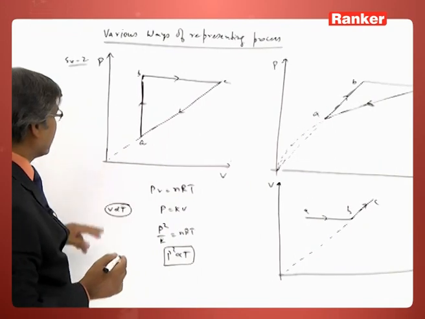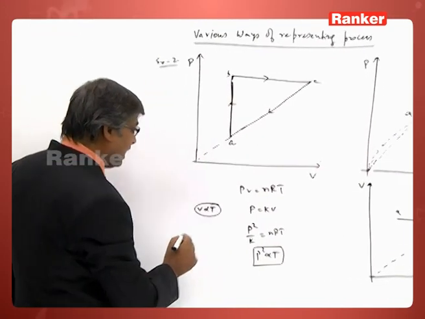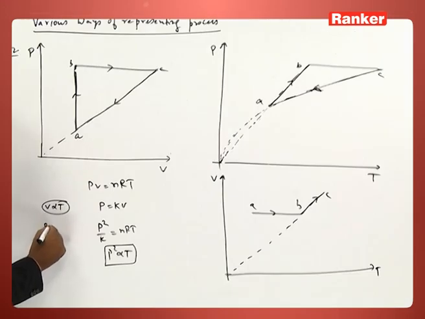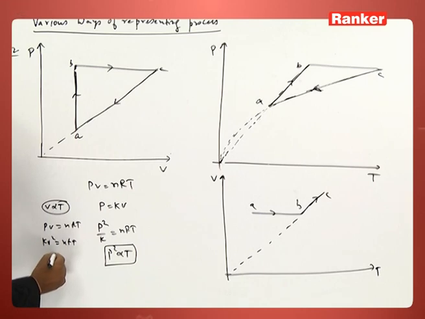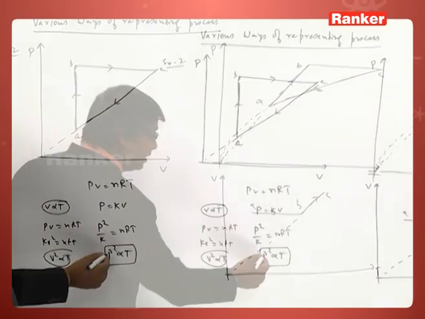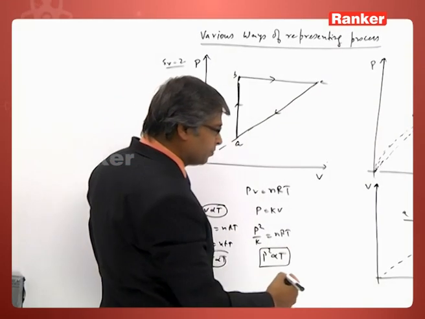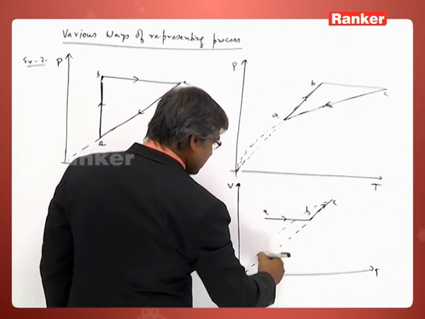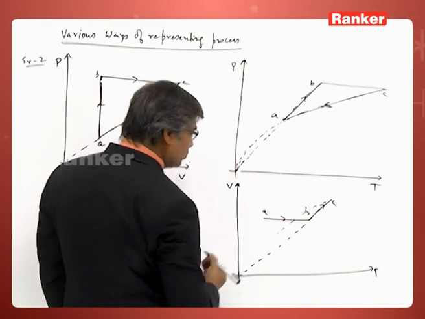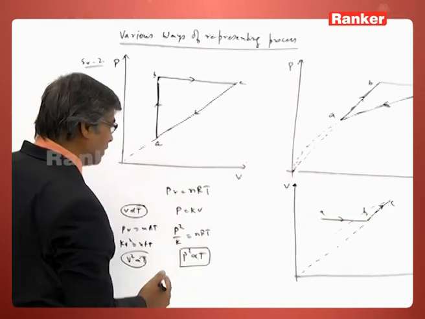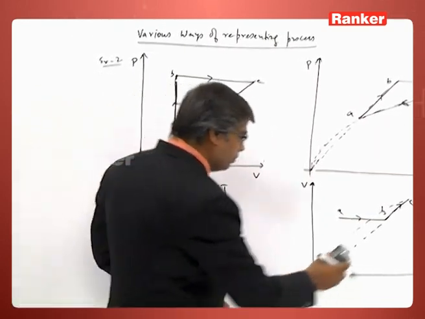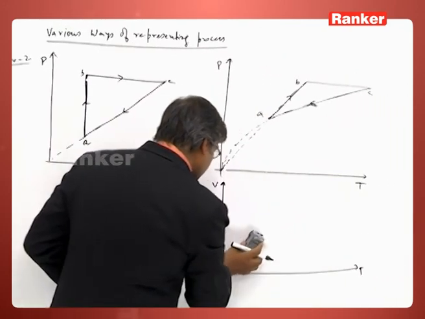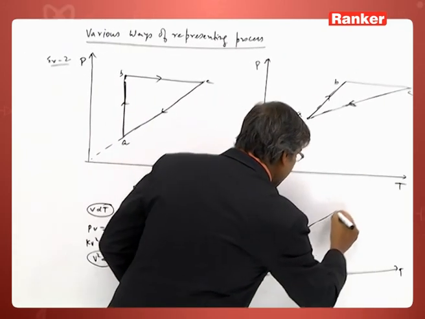Now C to A, again you see pressure is equal to kV. So we have PV is equal to nRT and P is kV. So kV square is nRT. So again V square is proportional to T. The same thing we have to apply. So we have to again use this equation. So C to A, we have to use again the parabolic path passing through this. So this is my parabolic path.